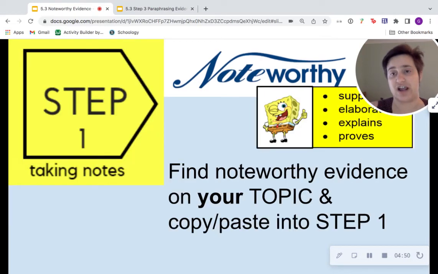So you're going to practice finding noteworthy evidence on your topic. You've already found several sources and you'll continue finding more. Now's the time to go through, read those sources, and as you're reading, highlight the parts that support, elaborate, explain, and prove your point. For this step, you can literally just copy and paste the information right from that article into the noteworthy evidence box in your notes document. Don't worry about copying. We will come back and put it in your own words in the next step.